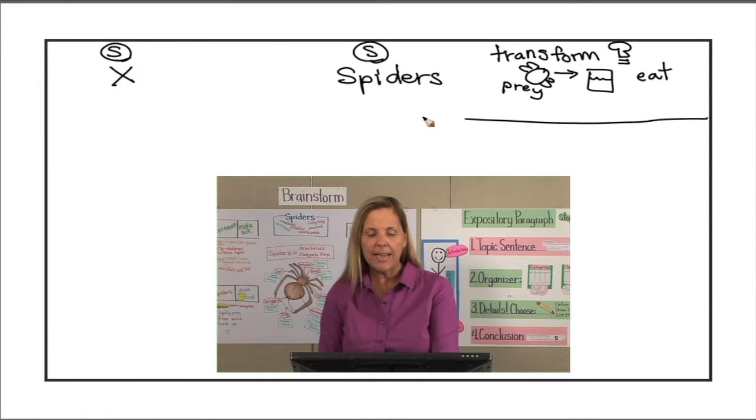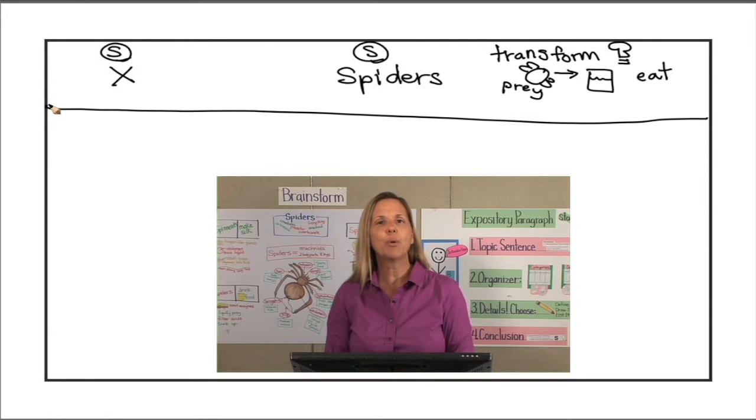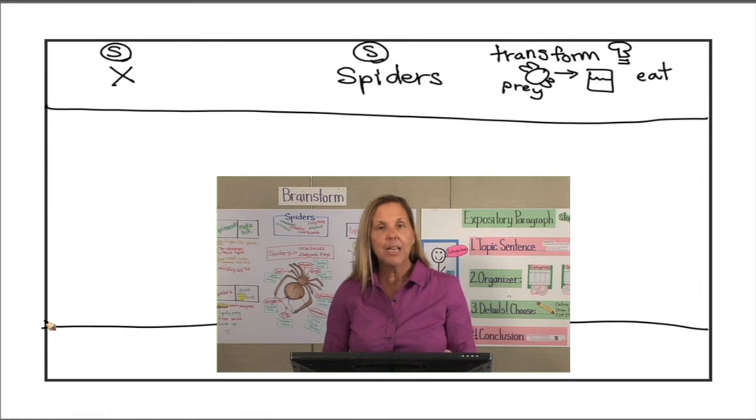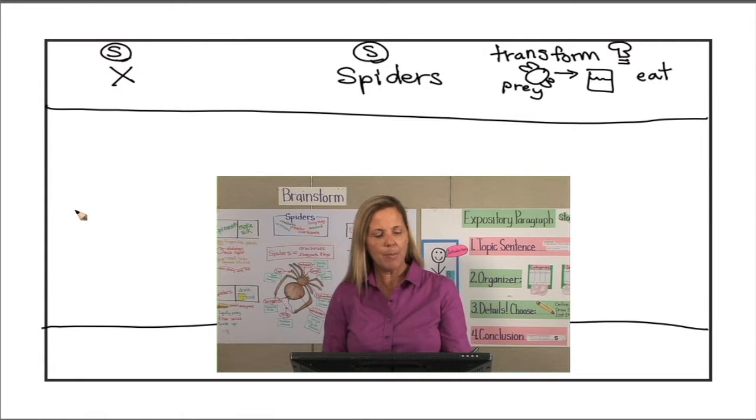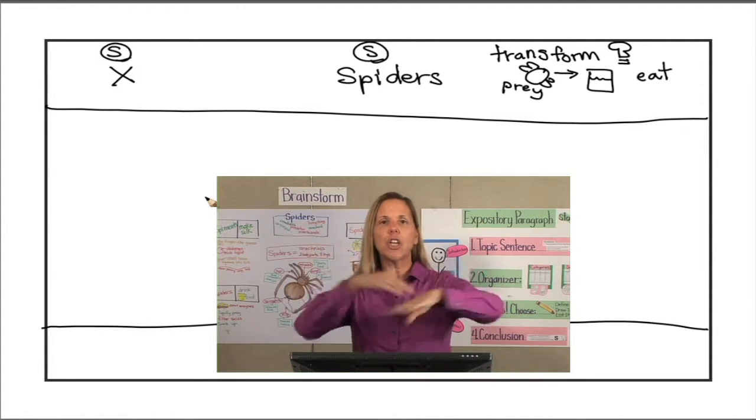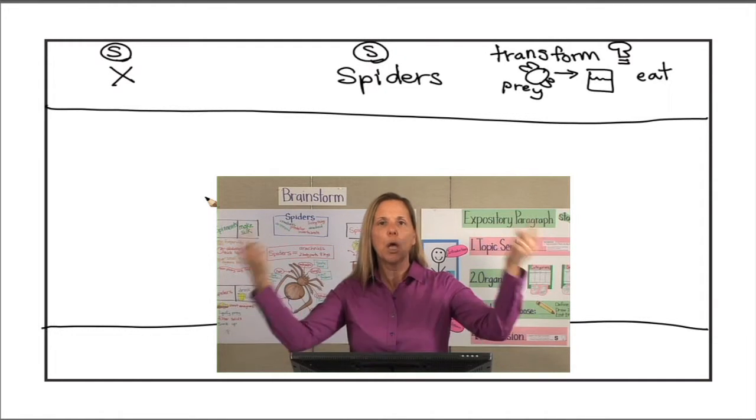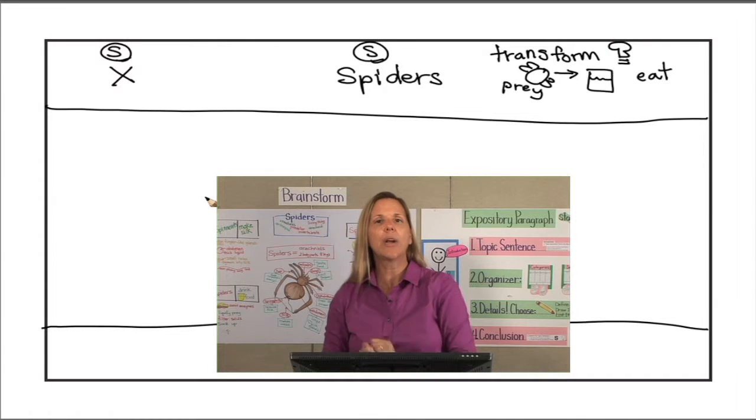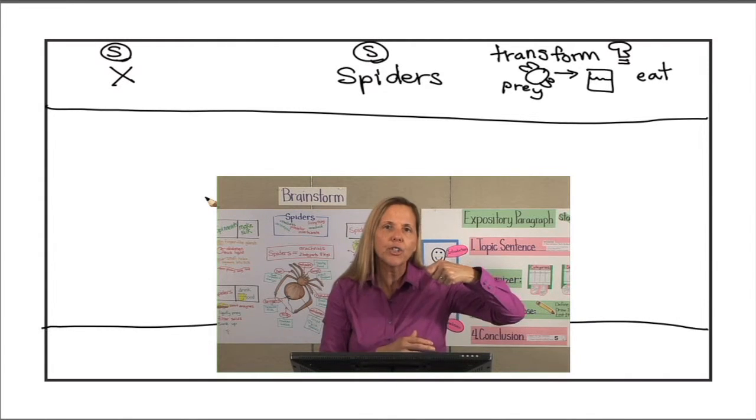We have our big idea, so I'm going to put a line across the top, and I put a line across the bottom. So I have my entire organizer here. I have the introduction, the body, and the conclusion. We now go to the body. So we had our introduction, topic sentence, big idea. Check, we have that there. Spiders transform their prey from solids to liquids in order to eat them.